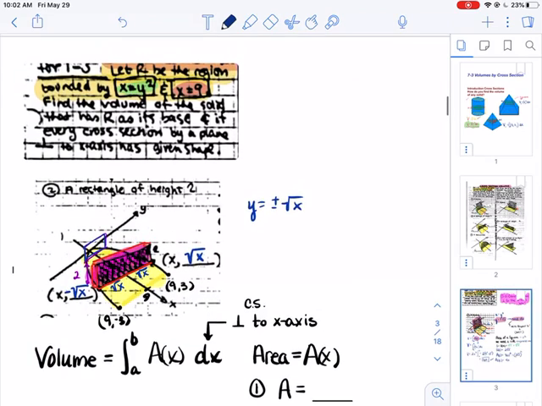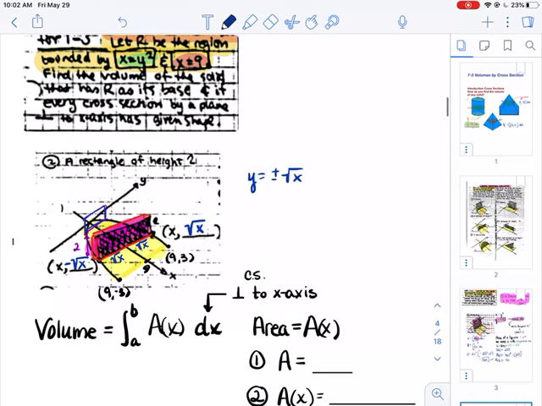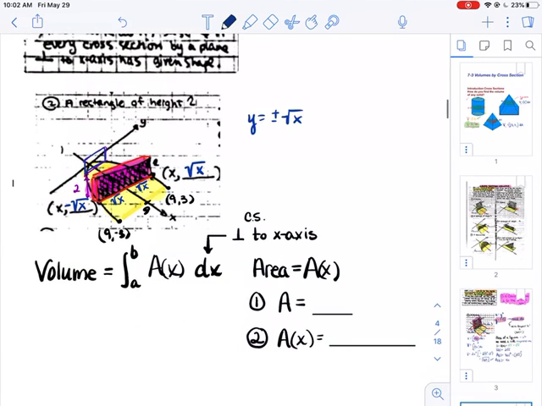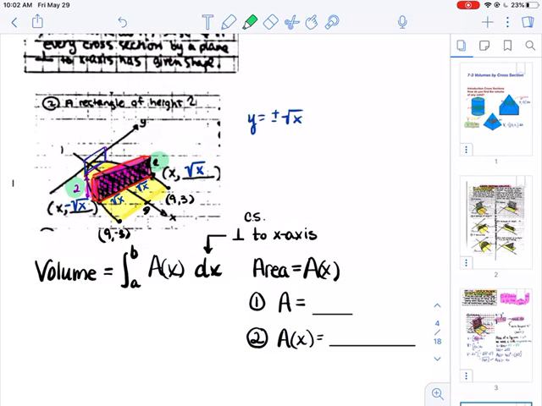Going on to the second problem, where we have the same function, same base area, but now our cross-section is a rectangle with height 2. So you see that the 2 is labeled here. I have it on both sides. Let me get a different color. So we have a 2 here, but I wrote it again over here on this side.